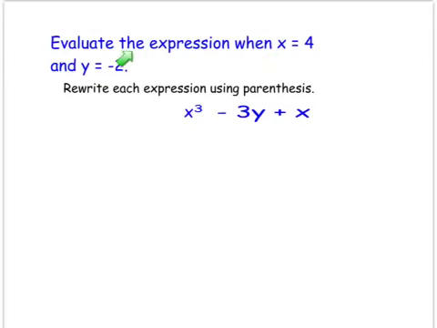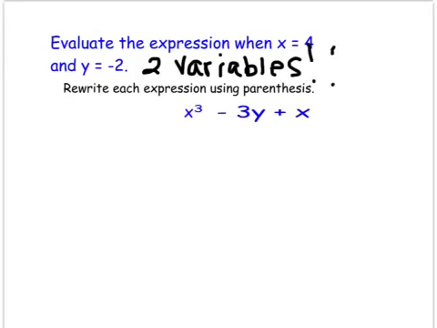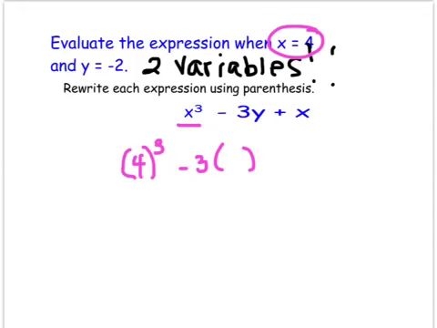Let's check this out. We have that we're going to evaluate the expression when x equals 4 and y equals -2. Oh my goodness. What do we have? We have 2 variables. So we're going to have to make sure we put parentheses around everything. I'm going to write parentheses and my x is 4. So I'm going to write 4 cubed minus 3. Oh my goodness, I got to put parentheses again because I have another variable. I'm going to stick -2 in there. Plus, parentheses again, 4.